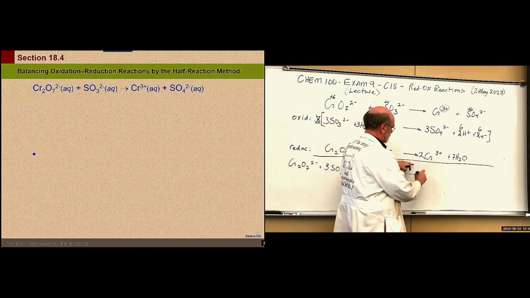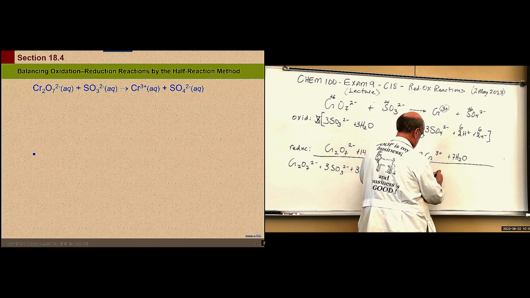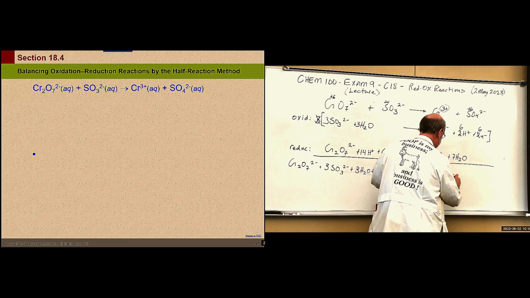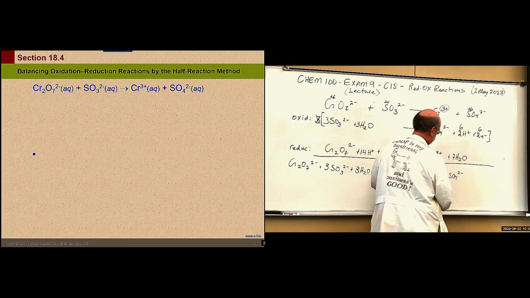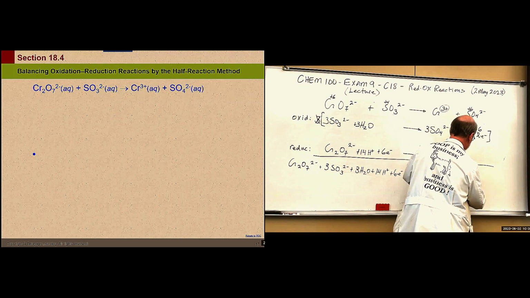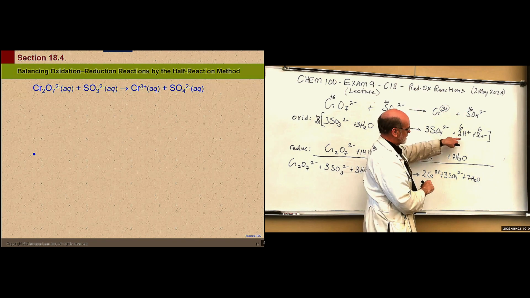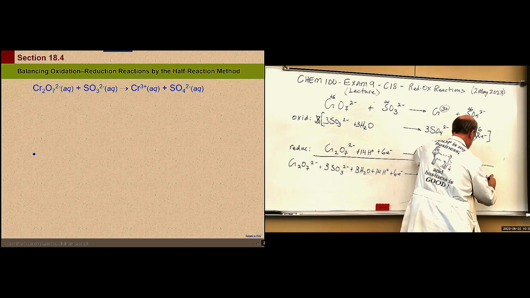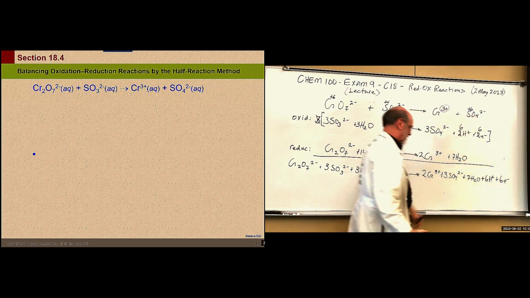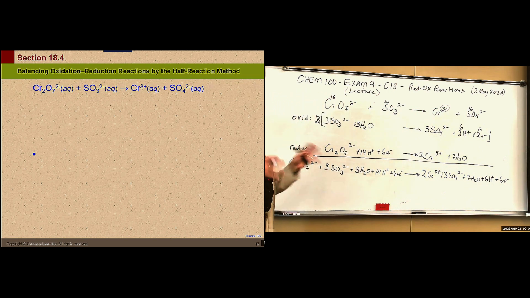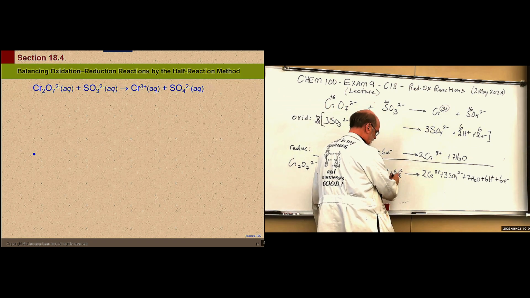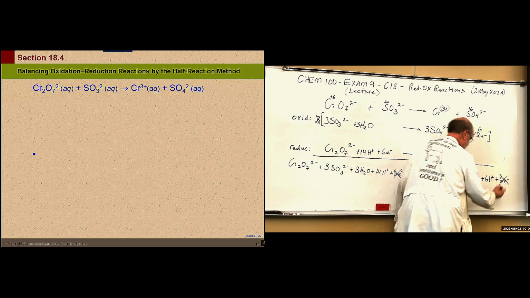Now let's do the other side. We have two chromium 3 plus. We have three sulfates. Now we have seven water, and six hydrogens, and six electrons. Now we can cancel, right? We have the same number of electrons on both sides, right? That takes care of electrons.